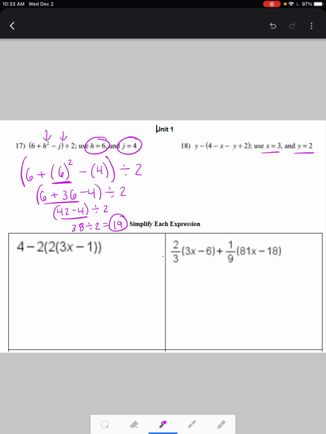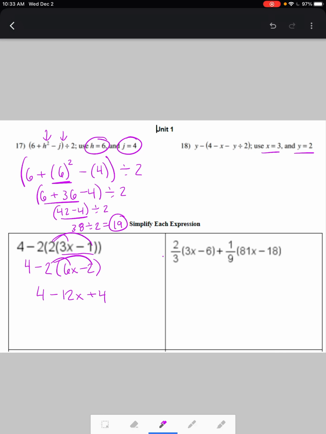Still following PEMDAS, we've got to go all the way inside of the parentheses. These are not like terms, nothing we can do, so we're just going to distribute our 2 in here. So rewrite this as 4 minus 2, and then we have 6x minus 2 inside. Again, not like terms inside of our parentheses, all we can do is distribute. So one more round of distribution, we'll have 4 minus 12x plus 4.